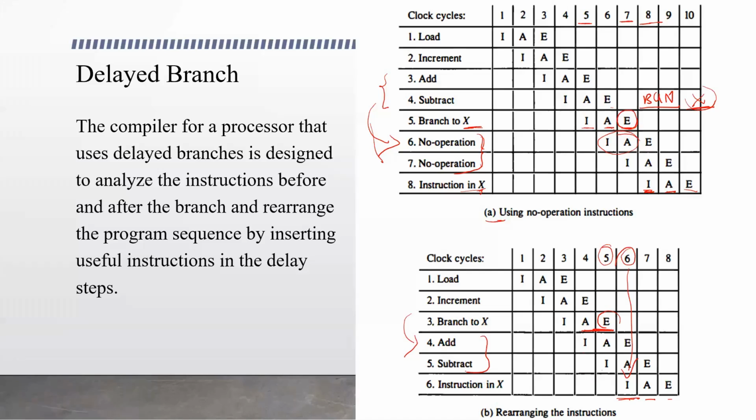So here we see in diagram B, the add and subtract instructions are moved after the branch. During the delay time, these instructions are executed. Once the target address is available in clock cycle 5, then during clock cycle 6 the target instruction in location X is loaded and executed. And meanwhile, the execution of add and subtract is done during the delay time.